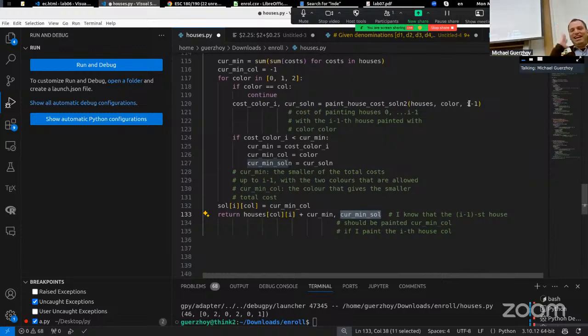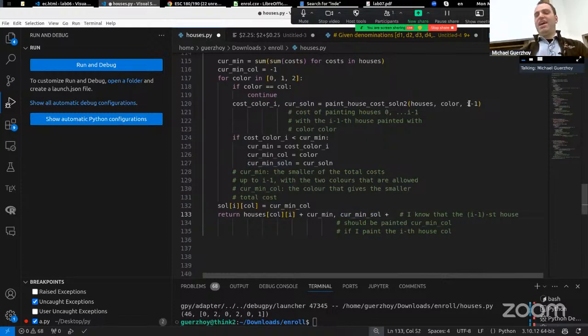So what I'm asking is, if I want to paint house I red and also everything to the left at the minimal cost, what should I paint 0 up to I minus 1, and what should they paint I? Yes, but in my example, if I want to paint house I red and everything else according to the minimal cost, what should they paint house I? Red, yes, because that was in the condition, right? So I just want to take the solution for 0 up to I minus 1.